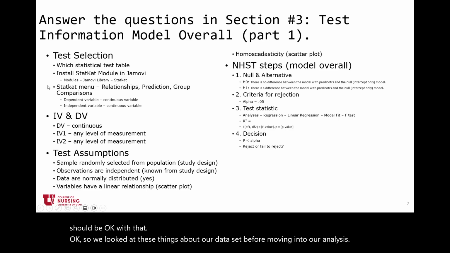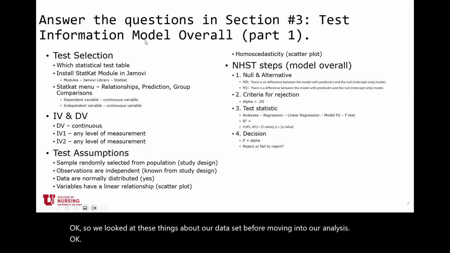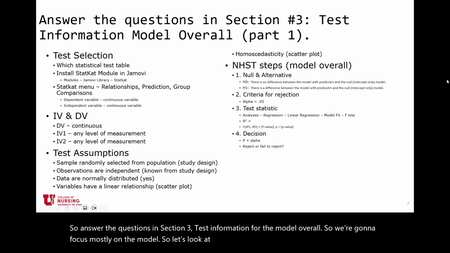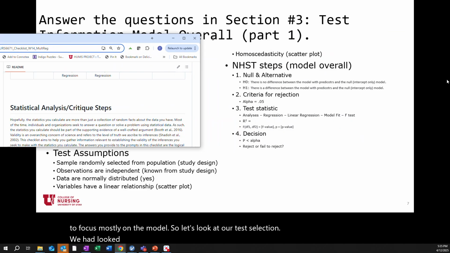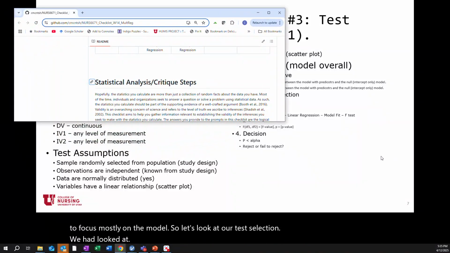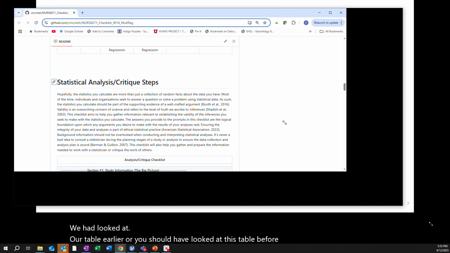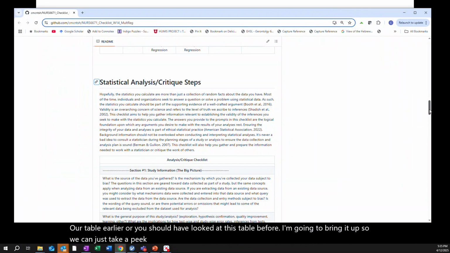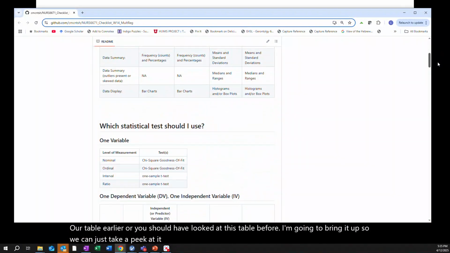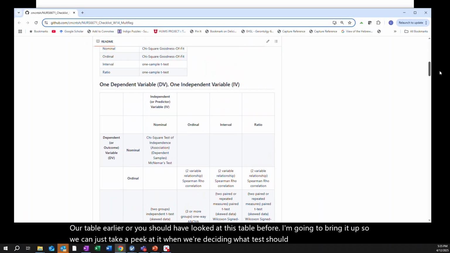Okay, so answer the questions in section 3, test information for the model overall. So we're going to focus mostly on the model. So let's look at our test selection. We had looked at our table earlier, or you should have looked at this table before. I'm going to bring it up so we can just take a peek at it when we're deciding what test we should use.